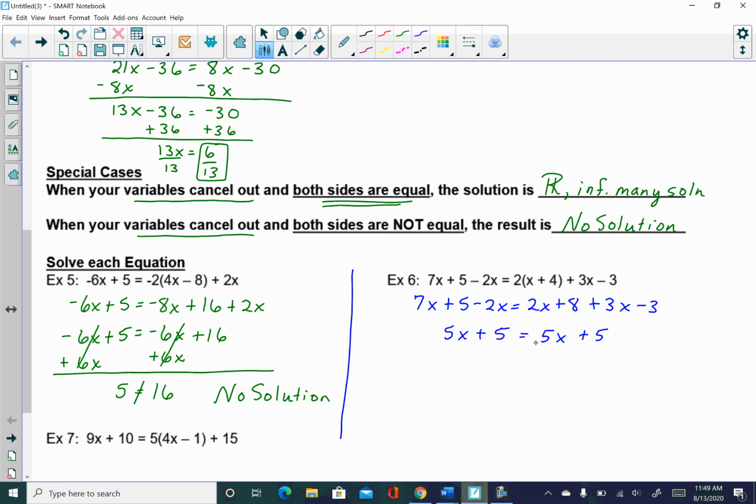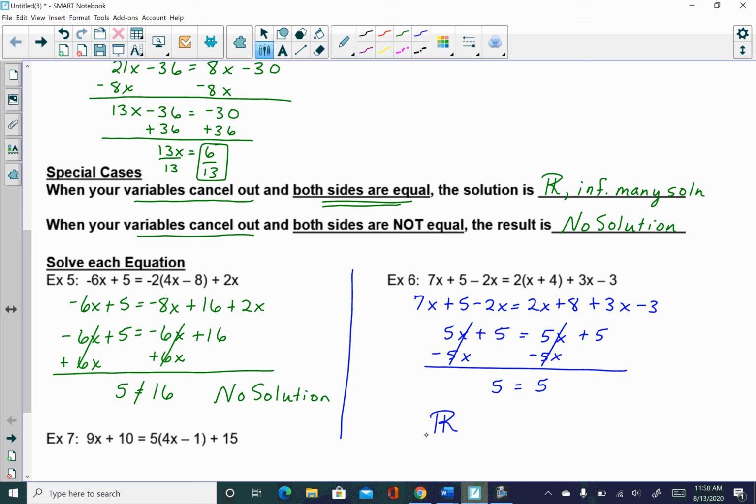And if we just take it one step further and say, okay, well, I want to get my letters all on one side. Doesn't matter which 5x I take over, right? What happens to them? They cancel out on both sides. But this time, look and see what you have left over. You have 5 equals 5. That's a true statement. And so what that means is that you could put any number you wanted to, a whole number, decimal, fraction in for this x, and you're going to get the same value on the left-hand side as the right-hand side. So you can write your solution as all real numbers.